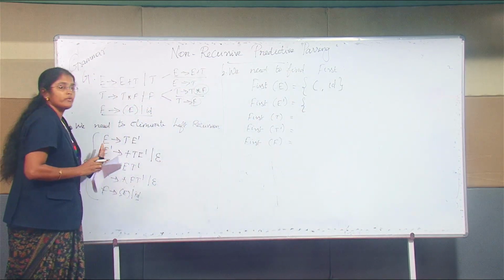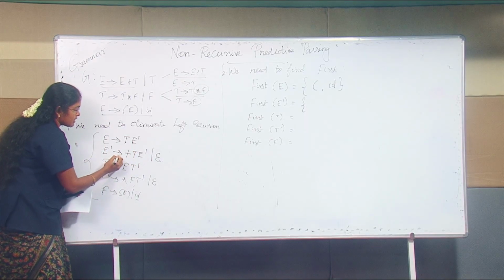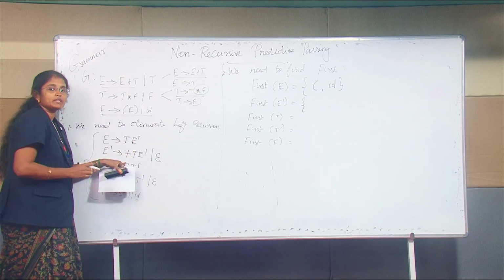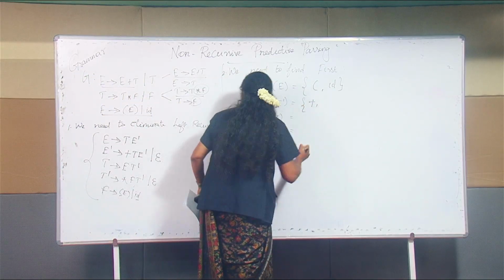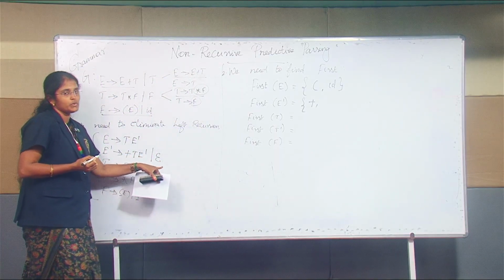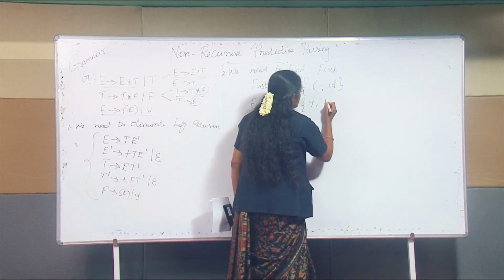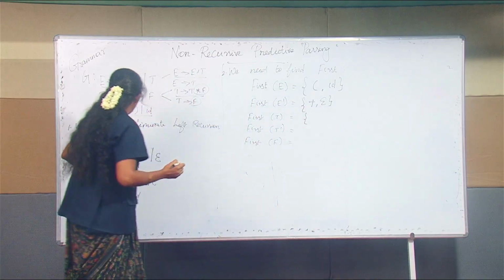Now we have to find first of E dash. So look at this, E dash tends to plus. Here the plus is a terminal symbol, so we can write it directly, plus. Then it has also another production, that is E dash tends to epsilon. So epsilon. Then what is the first of T?